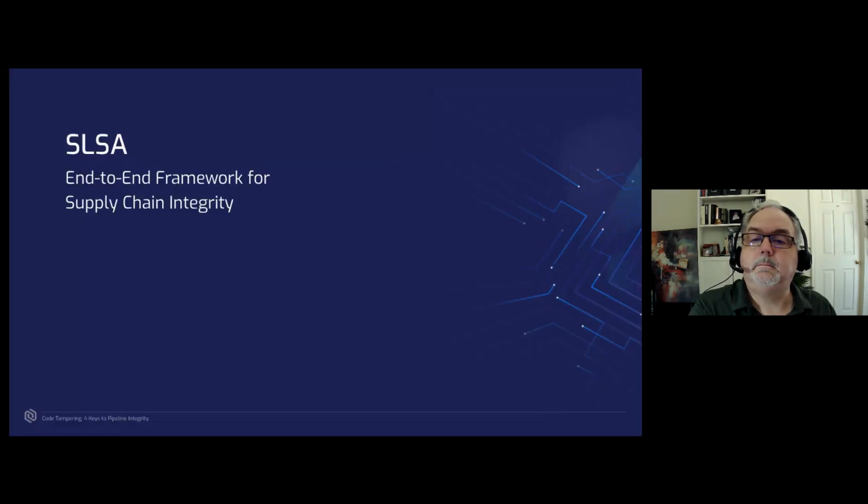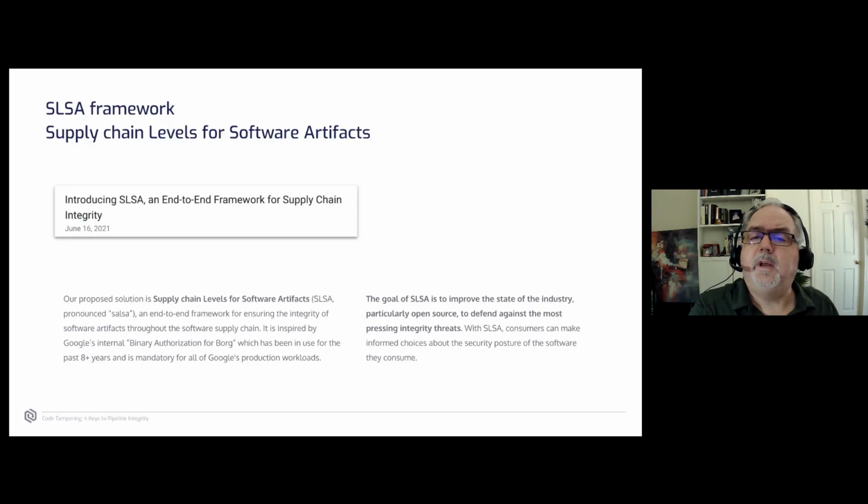Finally, there's SLSA, a framework that arose from Google and now gets input from a variety of organizations as a project of the Open Source Security Foundation. SLSA stands for Supply Chain Levels for Software Artifacts and is an end-to-end framework for ensuring the integrity of software artifacts throughout the software supply chain.